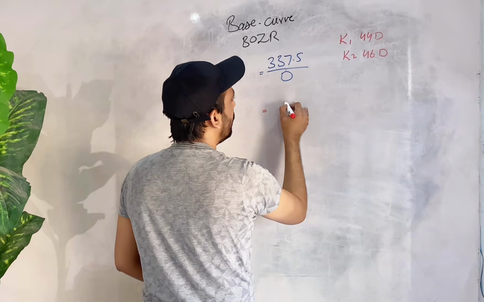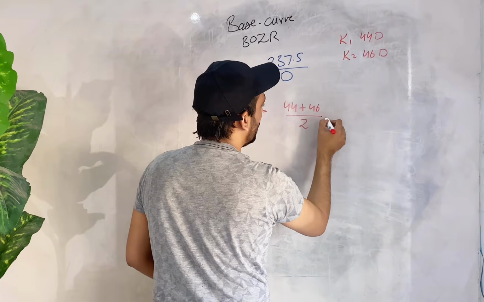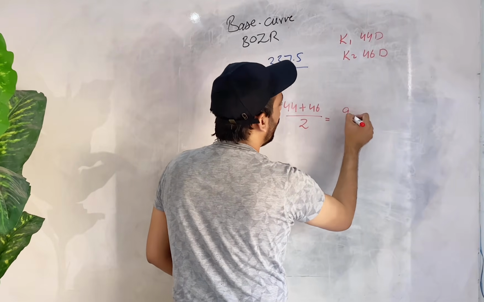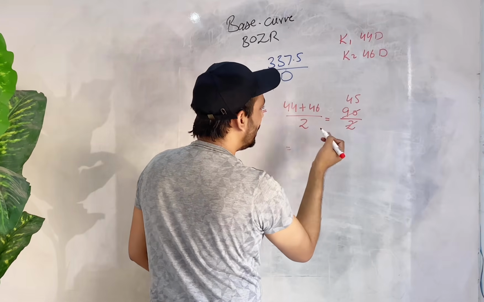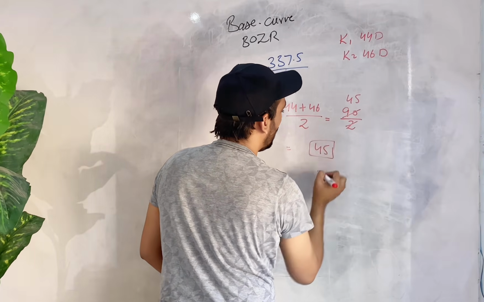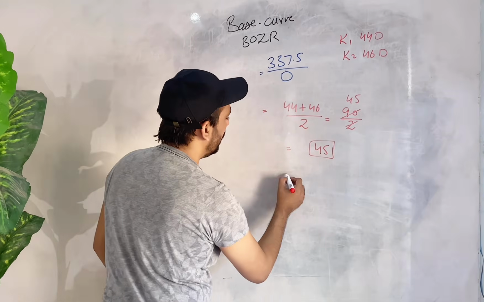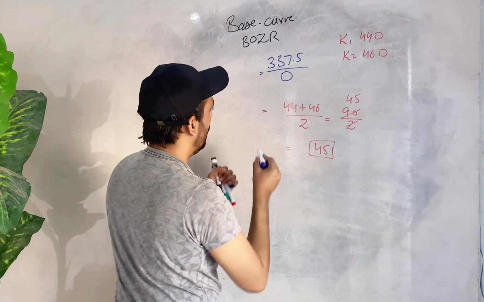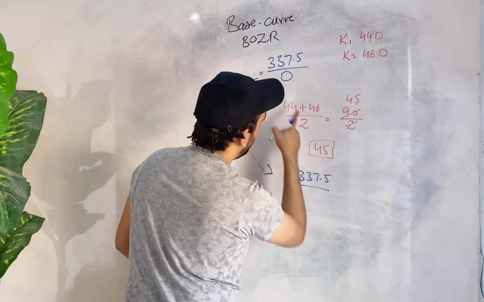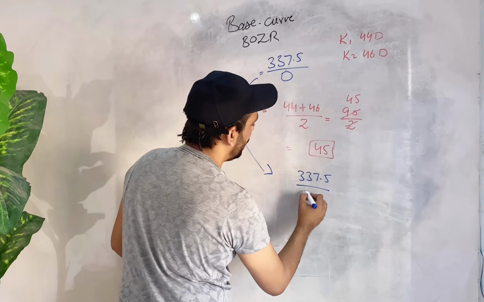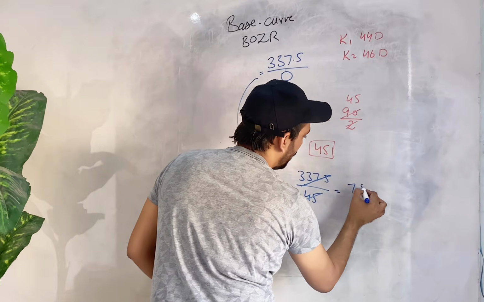So 44 plus 46 over 2, and it will be 90 over 2. So 45 will be the answer. So the average K reading is 45, right? And now this D is actually representing the average K reading. So we will put it in the formula. 337.5 over D, where D is 45, the average K reading. And when we solve it, the answer will be 7.50.